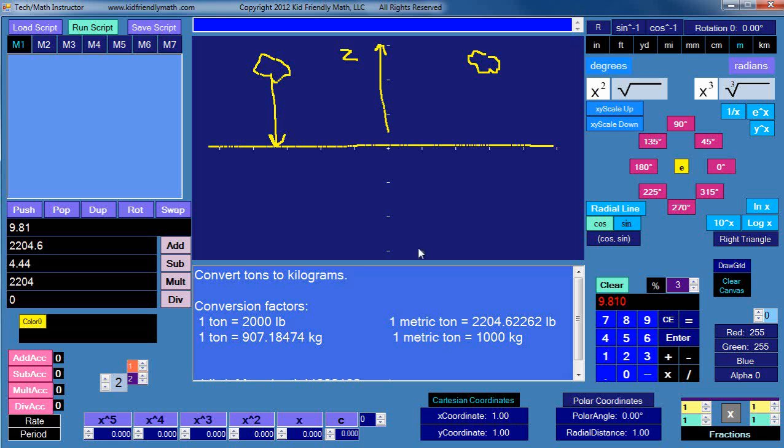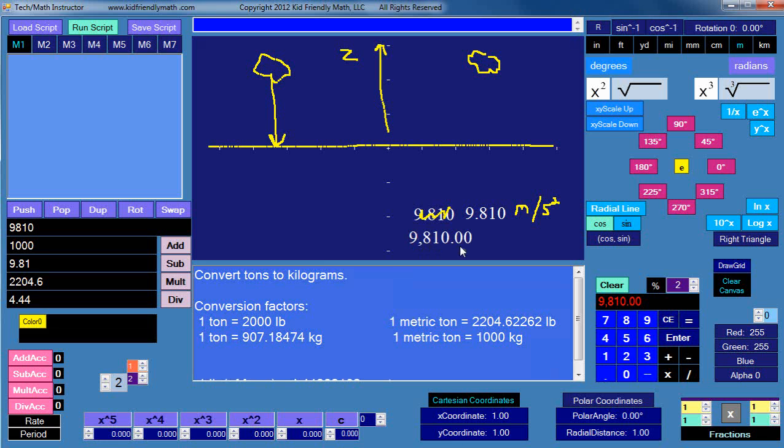9.81 meters per second squared. So if we multiply 1,000 times 9.81, then we get 9,810.